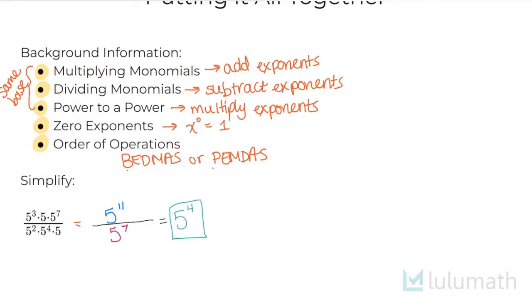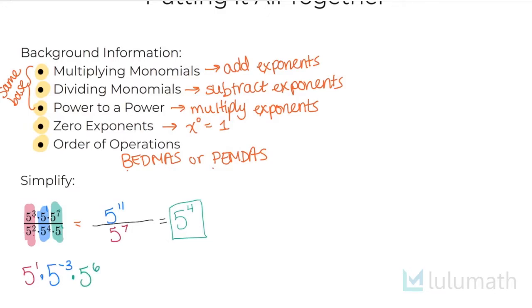Another option that you have is to just simply divide and then multiply. So if I were to do 5 to the power of 3 divided by 5 to the power of 2, I would get 5 to the power of 1. If I were to do 5 to the power of 1 divided by 5 to the power of 4, be really careful. 1 minus 4 is negative 3. And then if I were to do 5 to the power of 7 over 5 to the power of 1, I would get 5 to the power of 6.